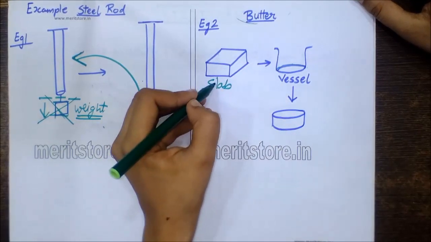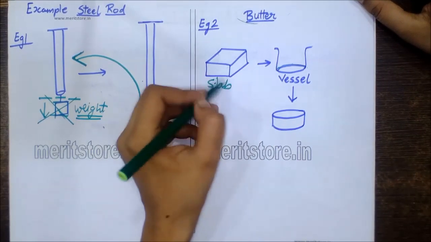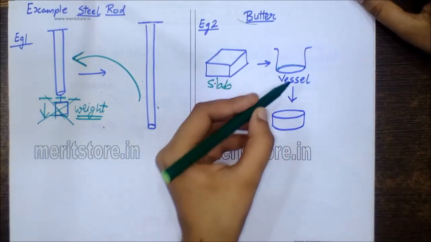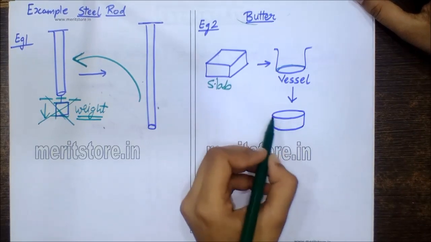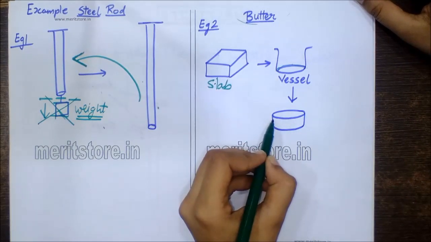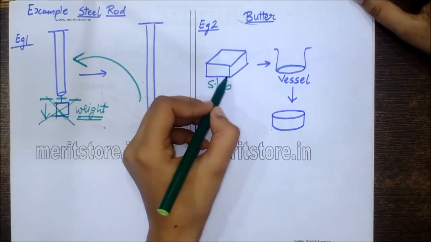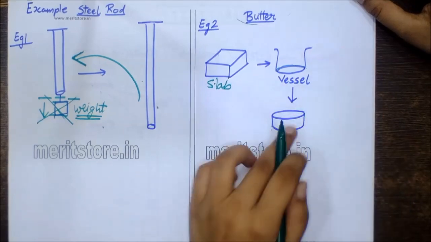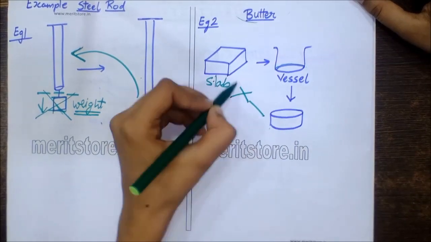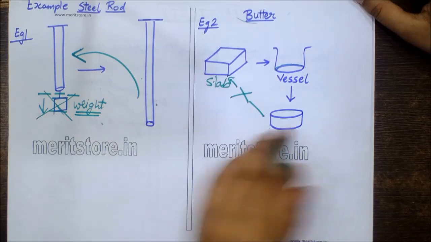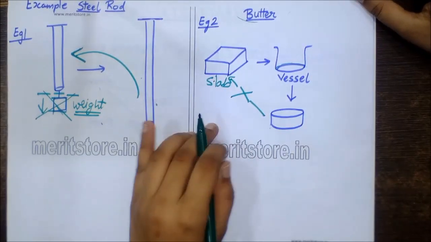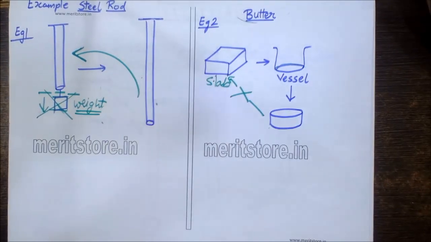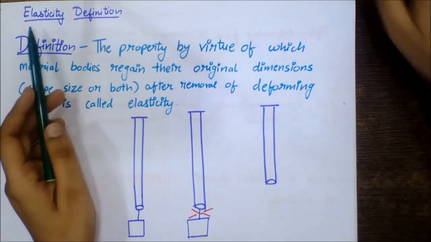After I have melted the butter, which was first a rectangular slab, and kept it in a vessel, and then I remove it, it will become a cylinder. So butter, which was a rectangular slab, a cube, has now become a cylinder. After removing of this force, this butter will not go back to its original shape and size. It will remain a cylinder until we again put it into some other mold which is cubical and convert it into a slab.